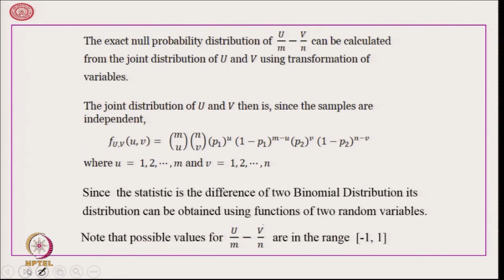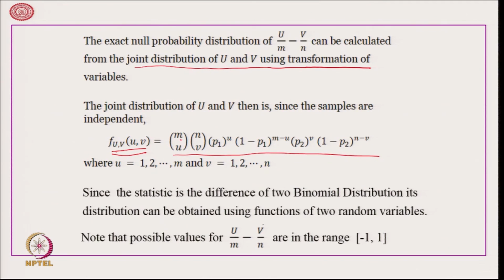Now, the exact null probability distribution of u/m minus v/n can be calculated from the joint distribution of u and v using transformation of variables. I am not going into the detail of that, because that is not within the scope of this course, but let us understand that the joint distribution f(u, v) at a point small u, small v can be written as the product of their individual mass functions, because they are independent.